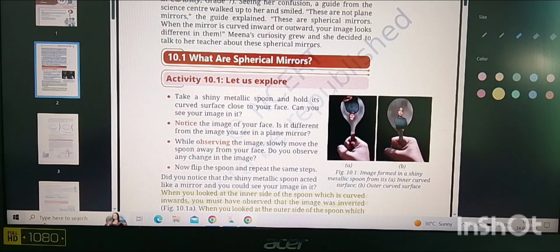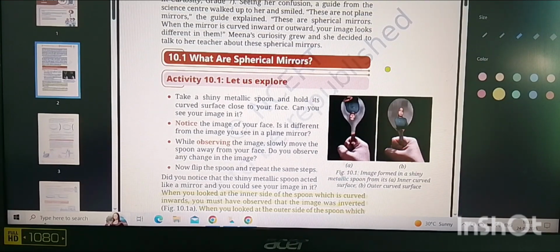So, in your textbook, an experiment is given. You can see here an image formed in a shiny metallic spoon from both its inner surface and outer surface. In the case of the inner surface we get an inverted image, while when we see through the outer curved surface we can see it in an erect position. So both are entirely different.